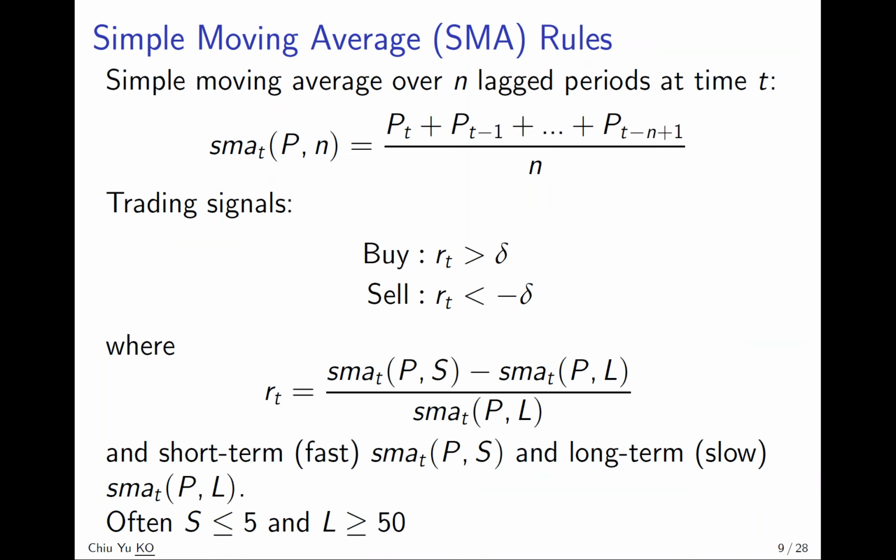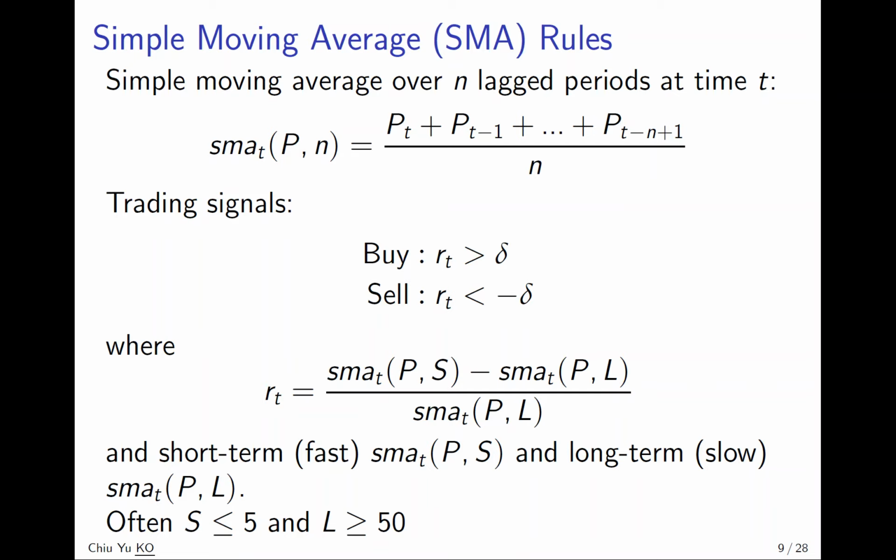A more elaborate rule is called moving average, which uses more than yesterday's price. First we have to know the concept called moving average. A simple moving average of prices is calculated as today's price plus yesterday's plus so on back n periods, divided by n. That average of n periods of prices is the simple moving average.